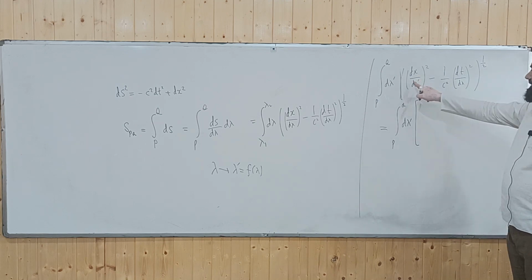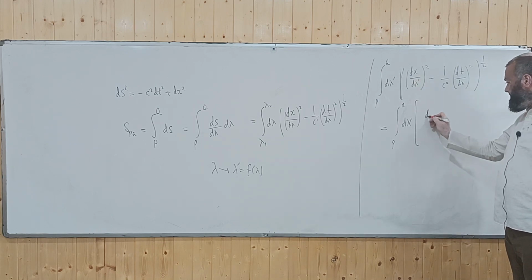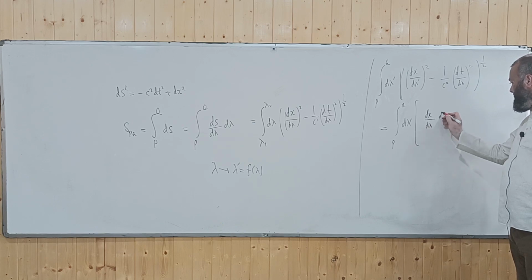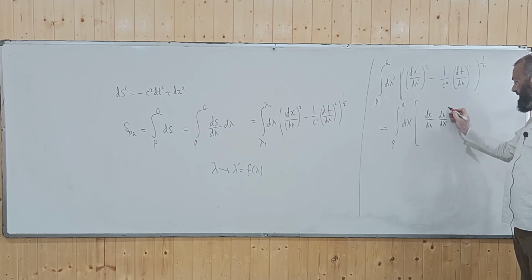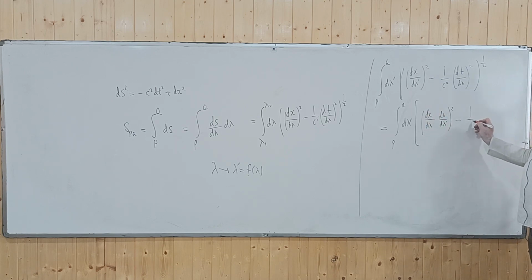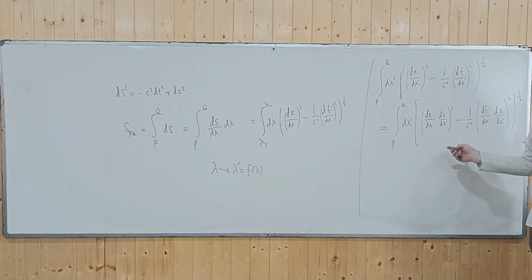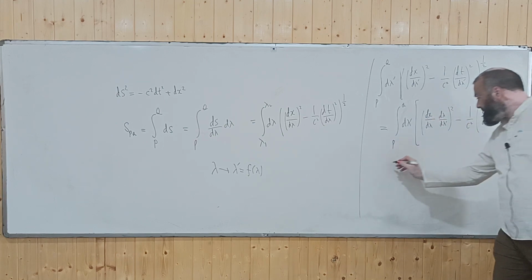Okay, so let me use the chain rule here. It will be dx by d lambda and then d lambda by d lambda prime, whole square, minus 1 by c square dt by d lambda and d lambda by d lambda prime, whole square, raised to the power half. Now you can take out of both the terms this d lambda by d lambda prime. There is a root sitting here, so this is a square quantity. When you take this out, square and root cancel. Clear?